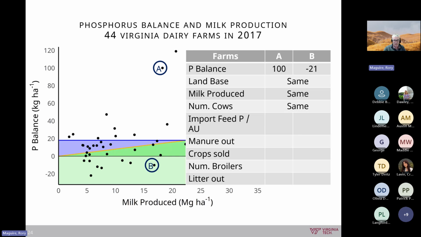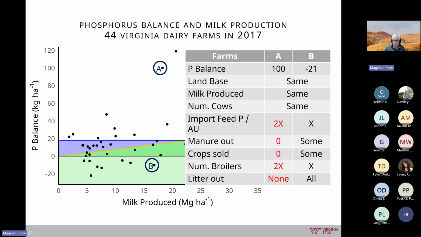So what is it that gives one of these farms a very high phosphorus mass balance and the other one a low phosphorus mass balance? One of them imports a lot more phosphorus in terms of feed. The other one is very good at growing its own feed. So some farmers can get more corn yield, and some rely more on imports. Both of them have poultry as well as dairy, which is fairly common in Virginia. And one of them exports all of that poultry litter, whereas the other one keeps it.